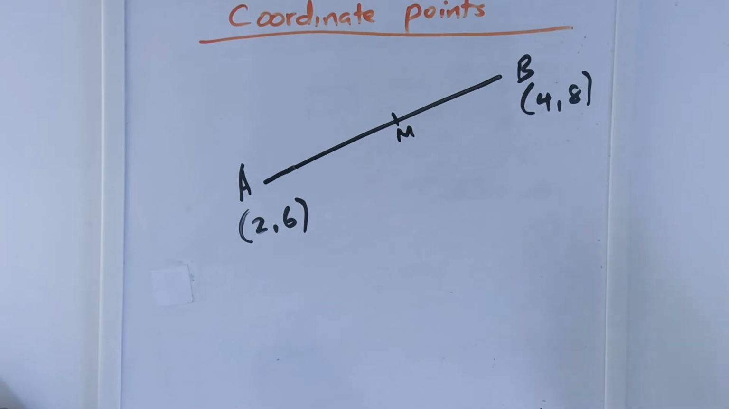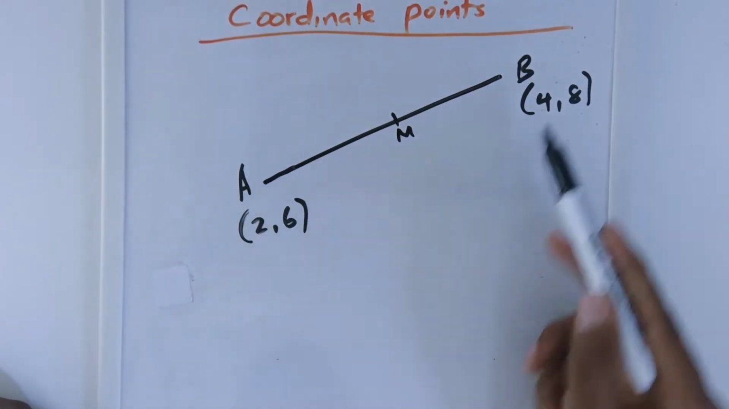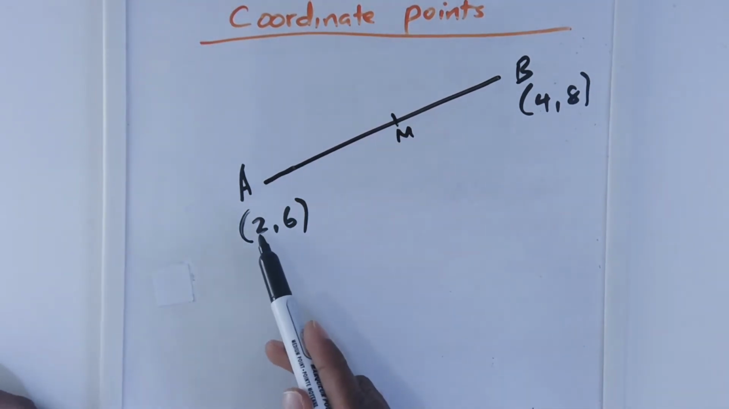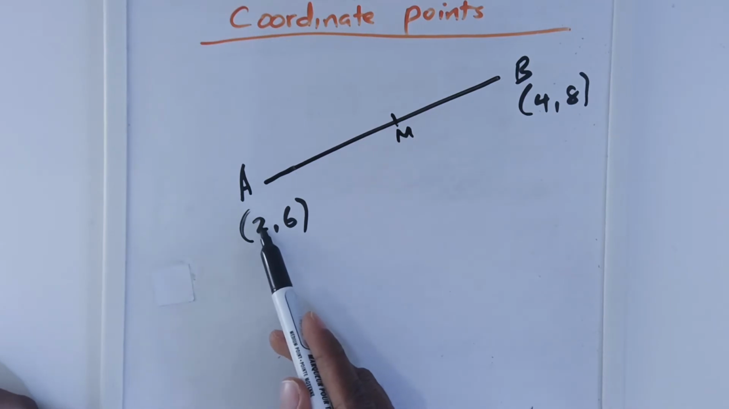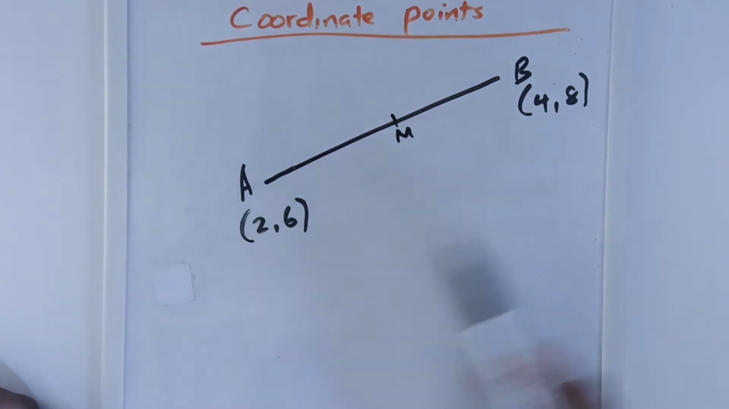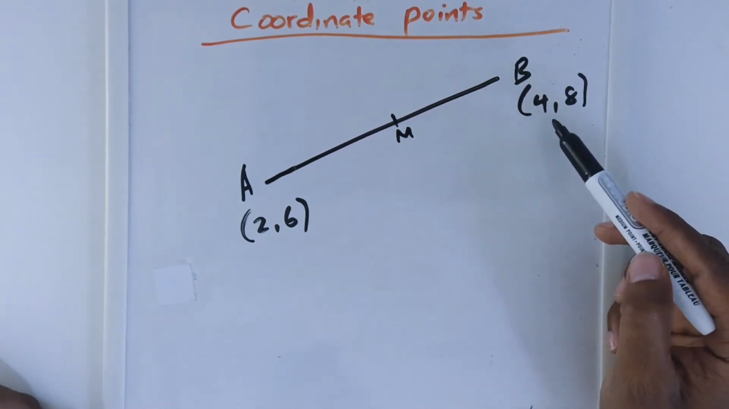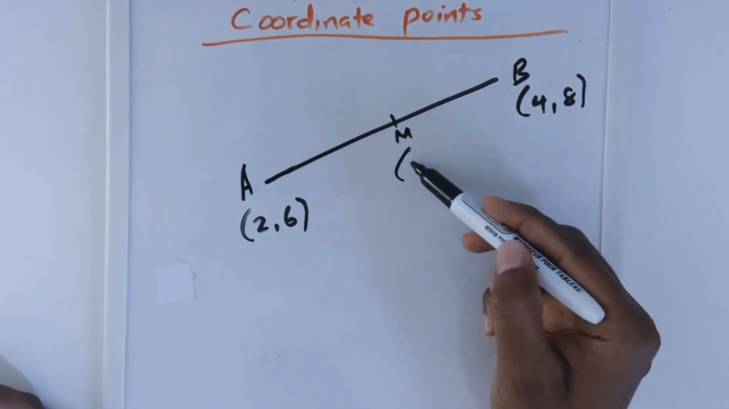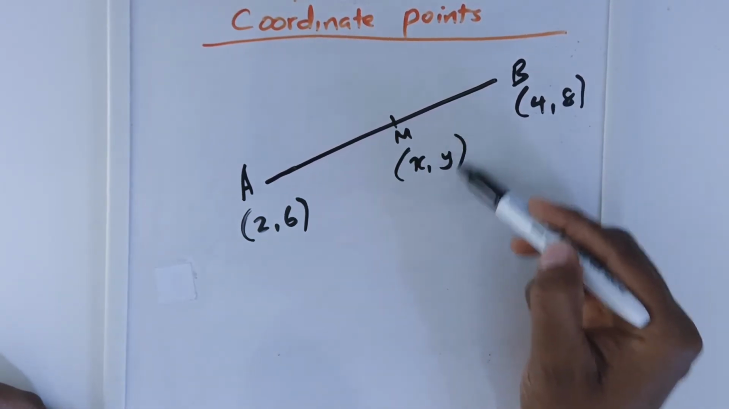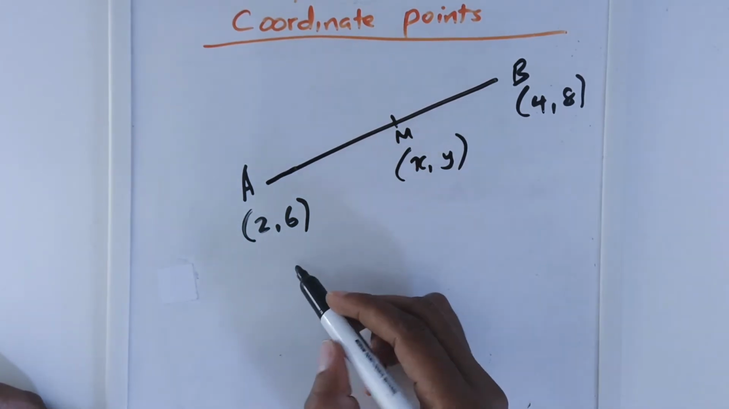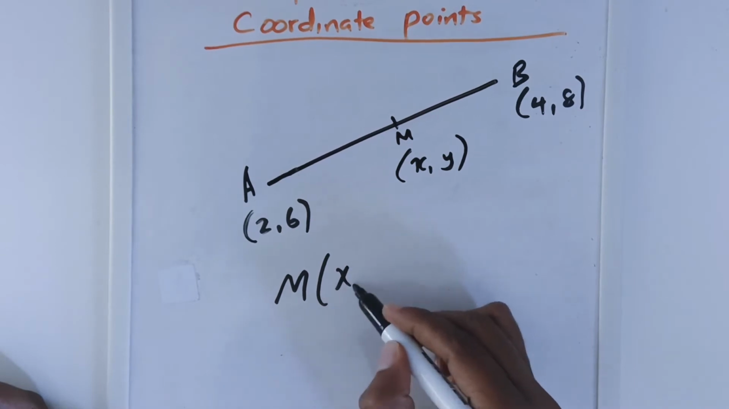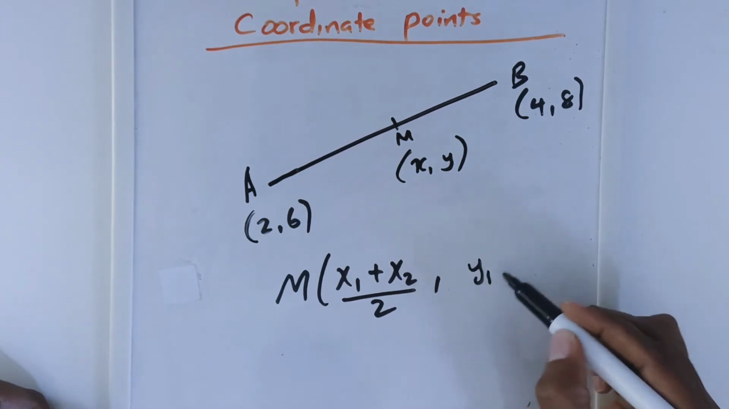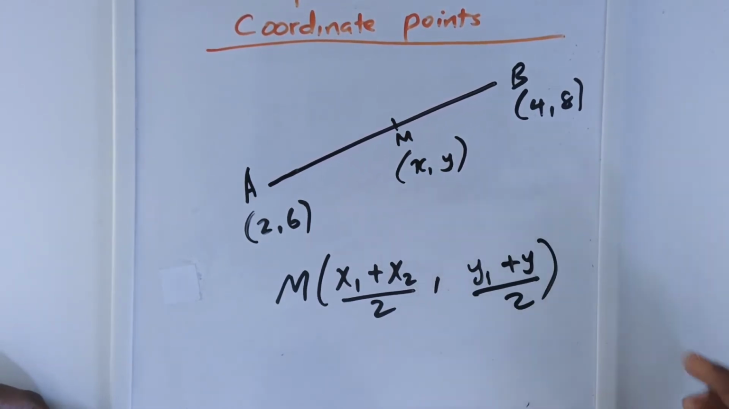Let's do an example. You are given a point A and point B. That is the line, and we want to find the midpoint coordinates. The coordinate for point A is x is 2, y is 6. The coordinate for point B is x is 4, y is 8. In order to find the coordinates for the midpoint, x and y, we use the formula. Midpoint is x1 plus x2 divided by 2, y1 plus y2 divided by 2.